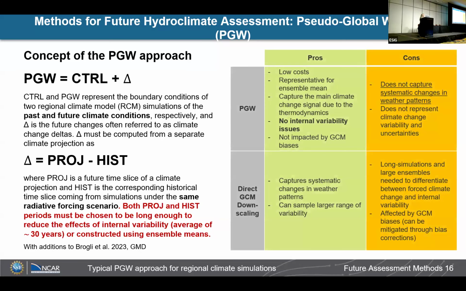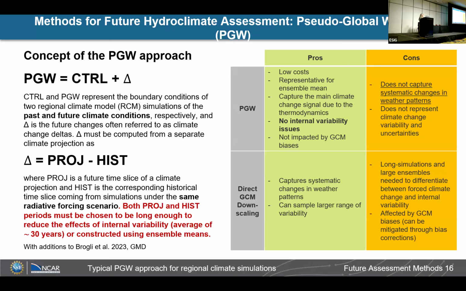Now, some of the pros and cons of pseudo-global warming compared to the direct downscaling from the global climate model. Okay, so pseudo-global warming, it's a reasonable cost. It doesn't take as much computer time. The CONUS 404 took a year to produce on USGS's Cray supercomputer. So getting 40 years worth of data takes a lot of computer power, so we have to be reasonable here to get another similar 40 years.